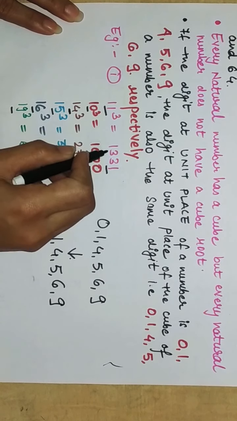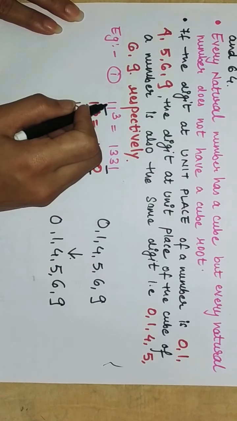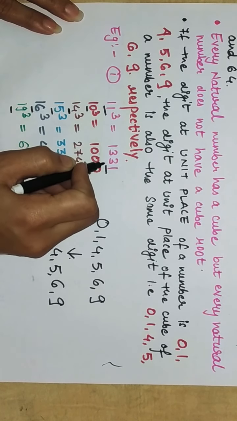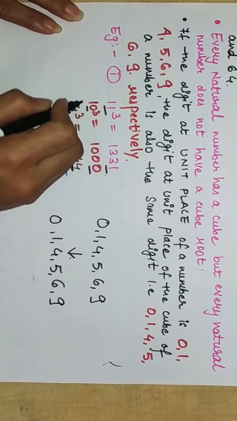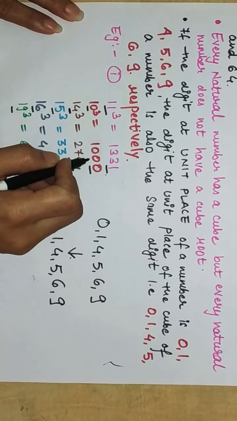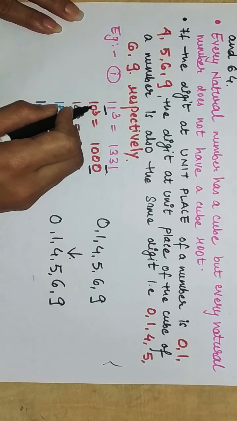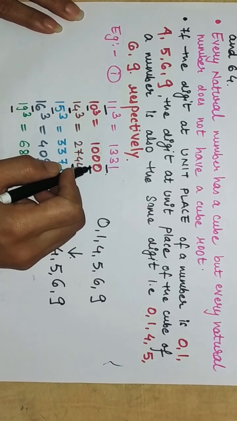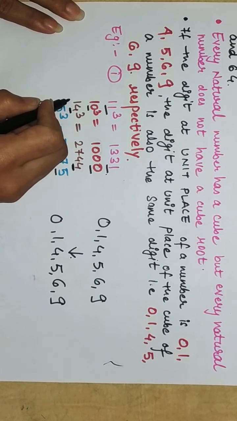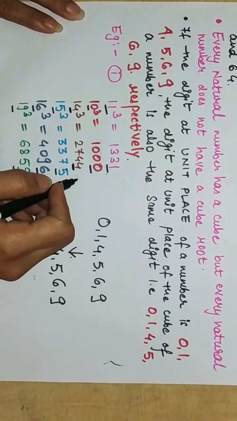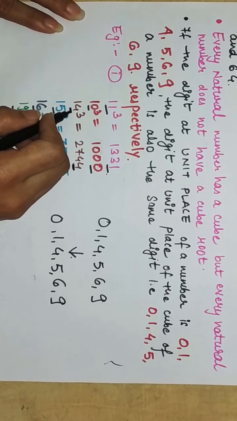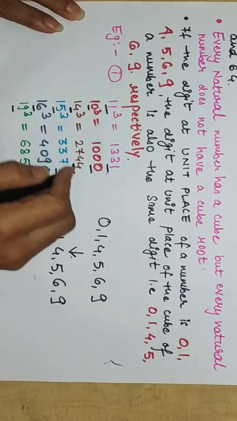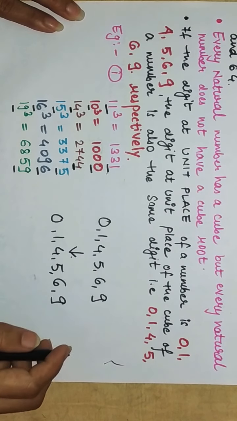11 cube is equal to 1331. Here you can see the unit digit of 11 is 1 and the cube has the unit digit also 1. 10 raised to 3 is equal to 1000. The unit digit of 10 is 0 and the cube of 10 has the unit digit also 0. 14 cube is equal to 2744. So here you can see the unit digit is 4 and the cube of that number also has the unit digit 4. 15 cube is equal to 3375.